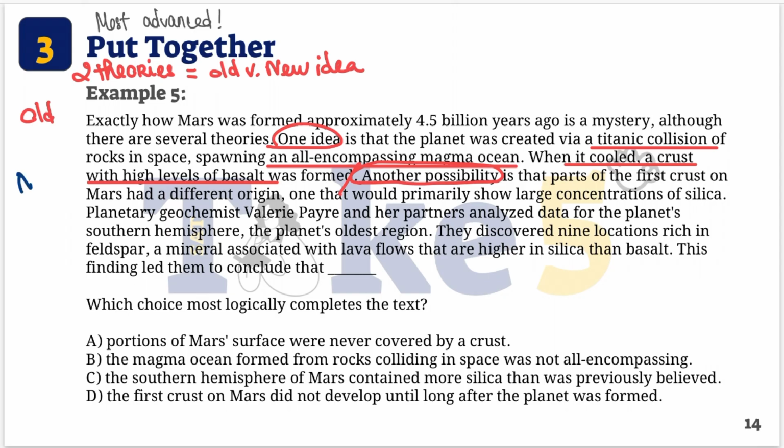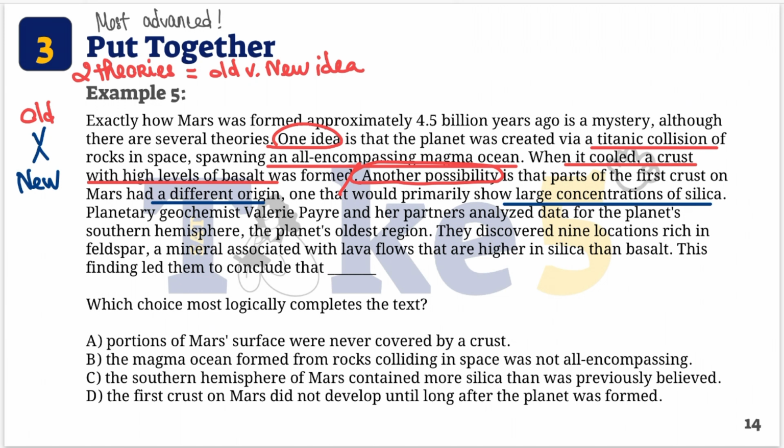The new idea essentially contradicts this basalt-rich crust finding. They think that parts of Mars' first crust had a different origin, one that is high in silica rather than basalt. So the answer, as a part of the new theory, must be a logical inference that directly follows from finding silica-rich minerals in the oldest region of Mars.